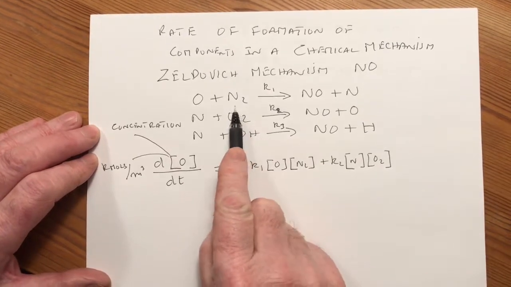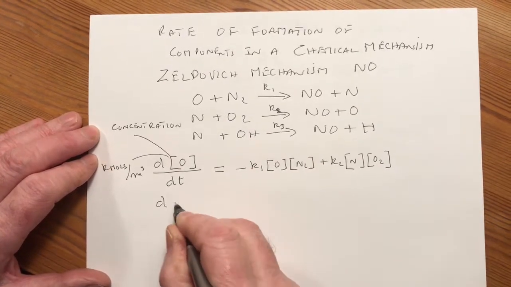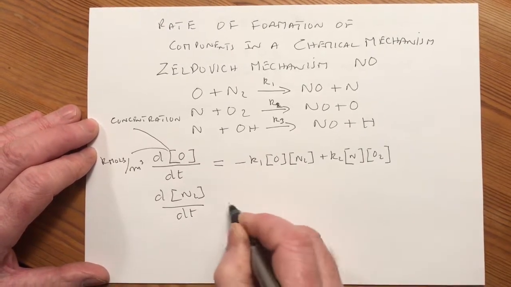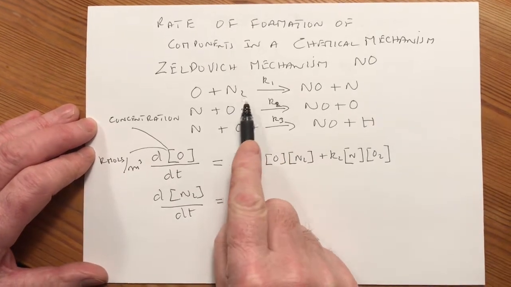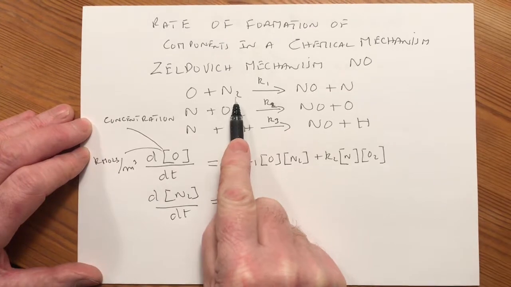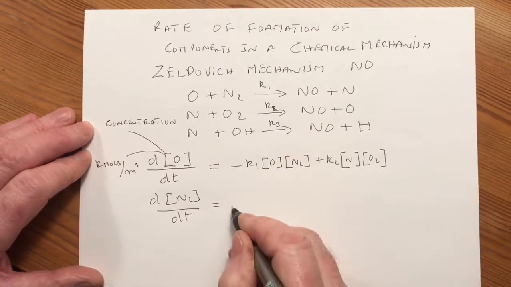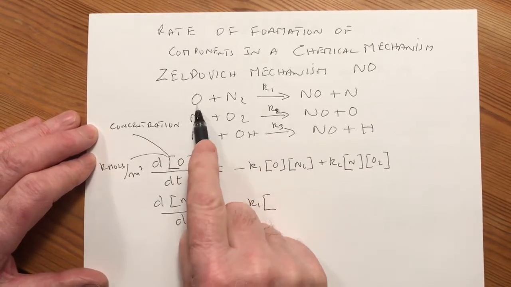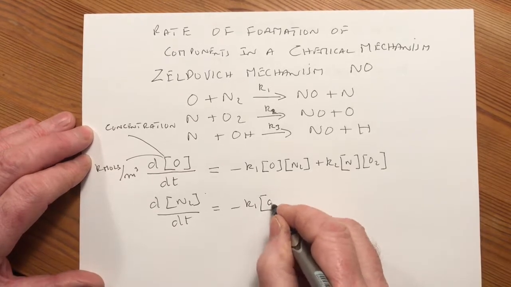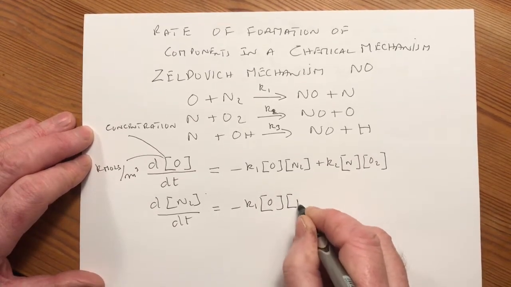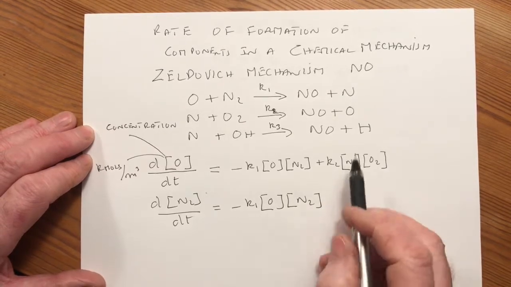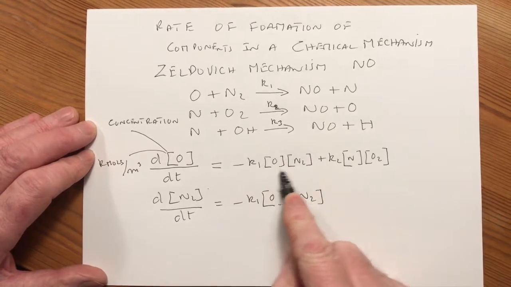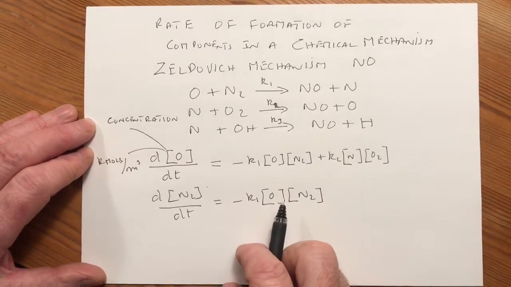So let's have a look at the next one, which is N2. So this becomes d[N2]/dt. We're decreasing the concentration of N2, so this becomes minus K1, and then we have the concentrations of O and N2 here. Now we don't have any N2 in any other reaction, so that one's completed.